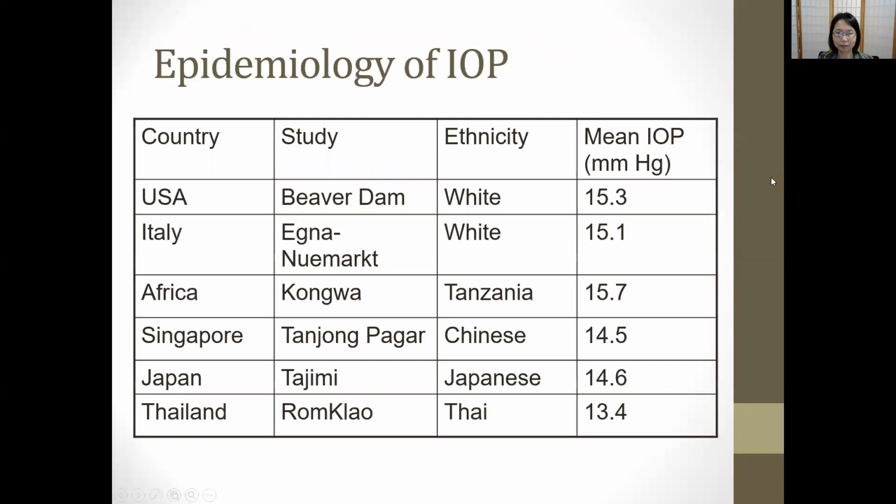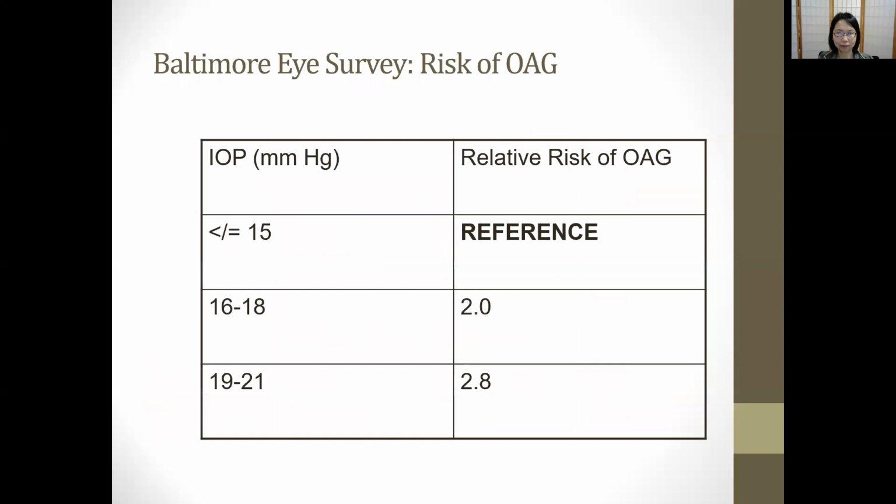And a little bit more about epidemiology of IOP. You can see that in the US study, the mean IOP is about 15.3. And similarly for some of the European population. However, in Africa, the mean IOP is higher, but it is lower in the Japanese population. So the mean IOP is different for different patient populations.